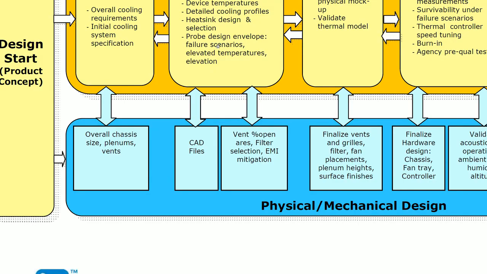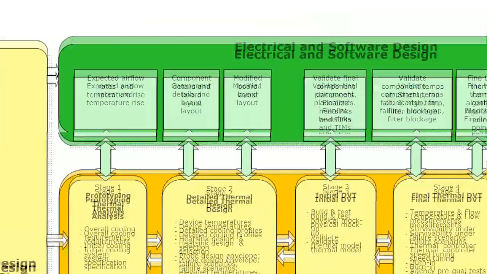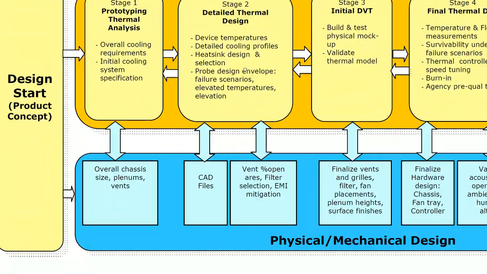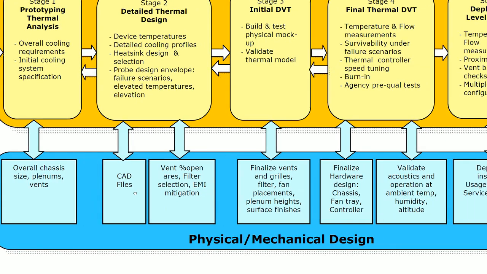Similarly, just like those are electrical and software, the mechanical side covers overall chassis size, plenums and vents. Plenum means the low pressure area, called a plenum chamber, where you try to pull things. Then CAD files, percentage open areas, filter selection, EMI mitigation, very critical here.